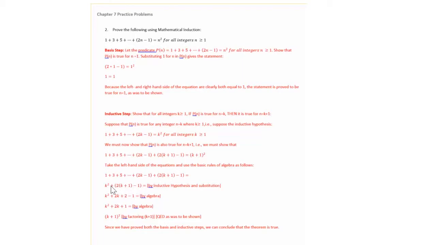Now I can simplify this using algebra. I have 2 times k plus 1, which would be 2k plus 2, minus 1. Then I simplify this, and you can see that it's k squared plus 2k, and 2 minus 1 is 1. Okay. Now I can take this expression. If you remember in algebra, we can factor. This is going to be k plus 1 times k plus 1, or k plus 1 squared.